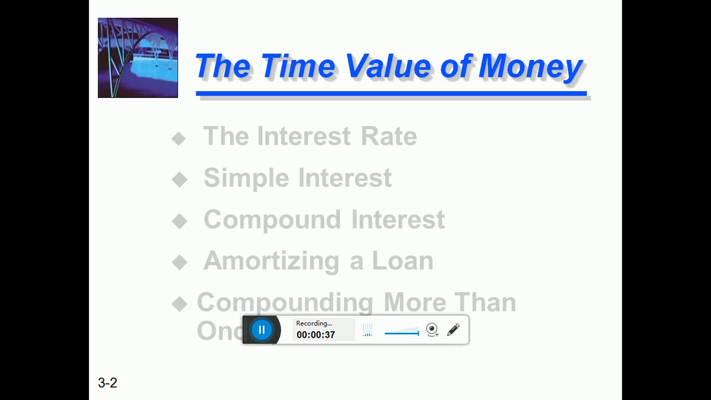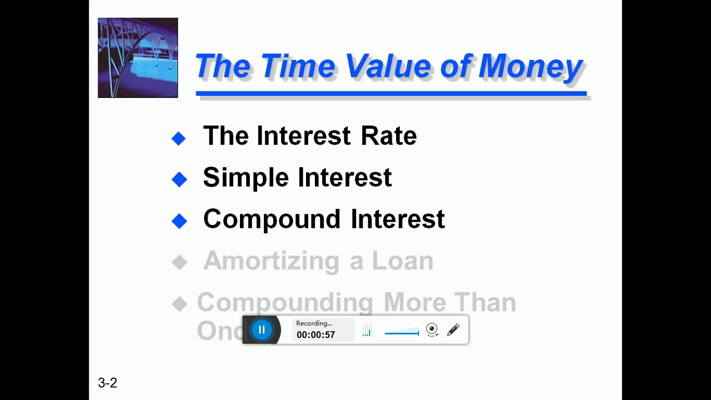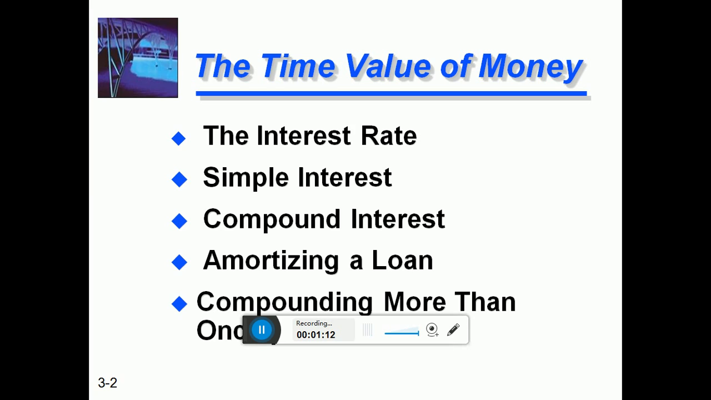The topics that we will cover in this chapter: the time value of money, interest rate, what is interest rate, then types of interest, two types of interest rates, that is simple interest, second one is compound interest, then next topic will be amortizing a loan. What is amortizing a loan? It will come, then we will discuss compounding more than once a year.